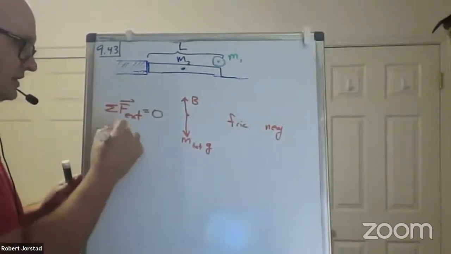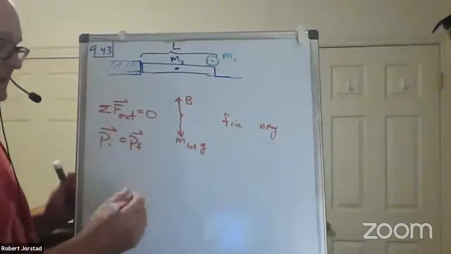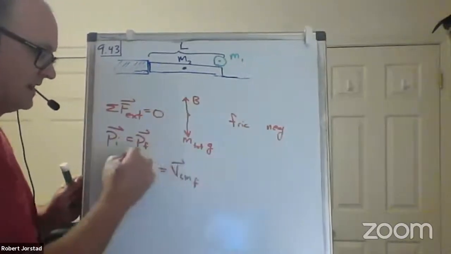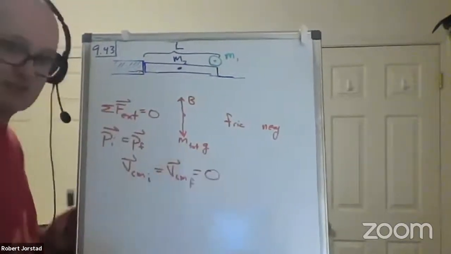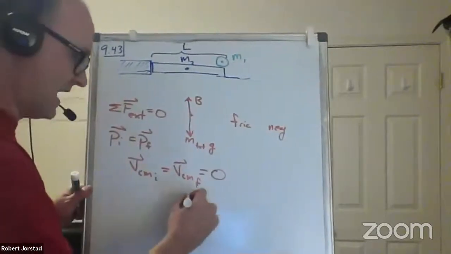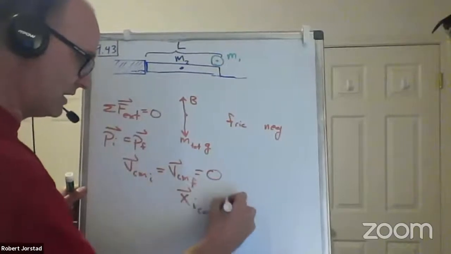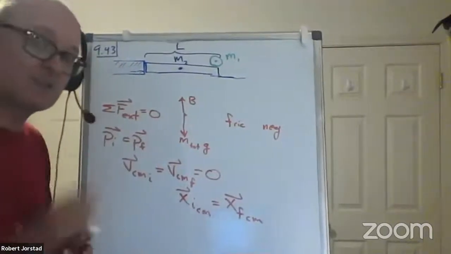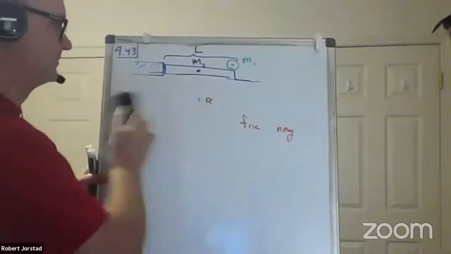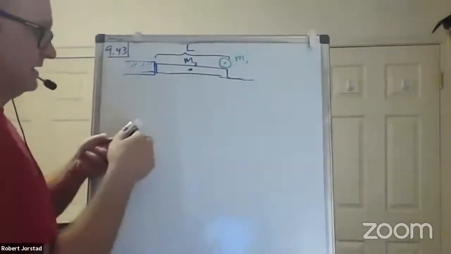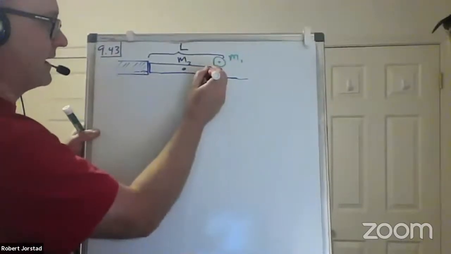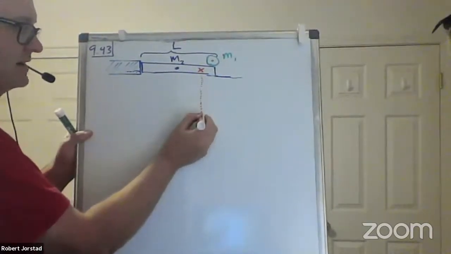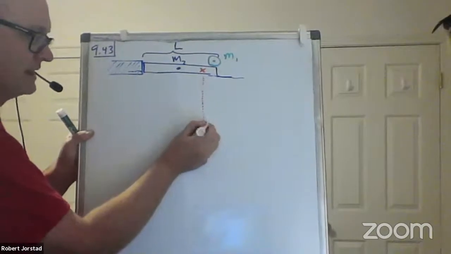That means P initial equals P final. And in this case, the velocity of the center of mass initial should equal velocity center mass final. Initially, nobody's moving. So that means the center of mass should not move. That tells us that X initial center of mass should equal X final of the center of mass. That's cool. Said another way, if the zombie and the canoe are right here, the center of mass might be right about there. My claim is after the zombie walks to the other end of the canoe, it should still be right there.